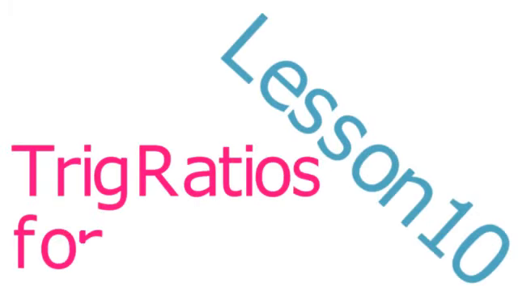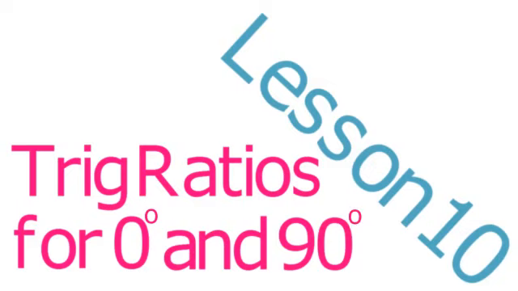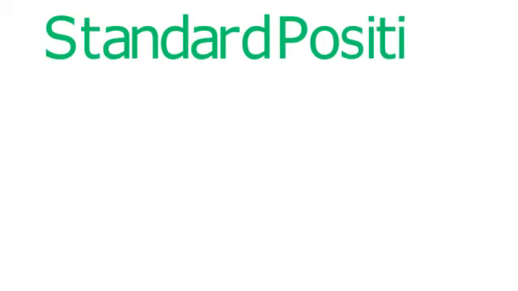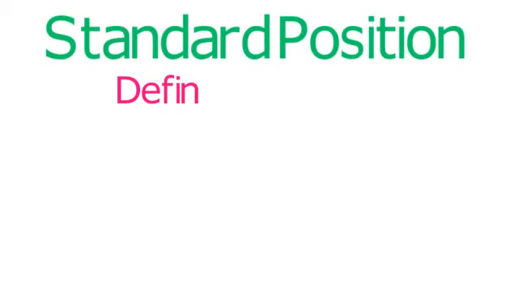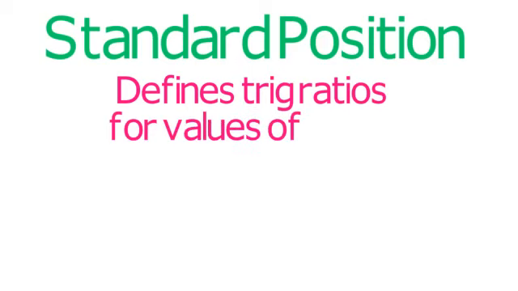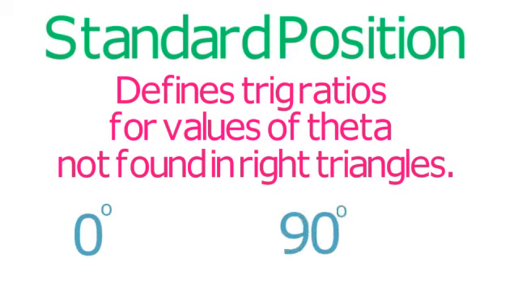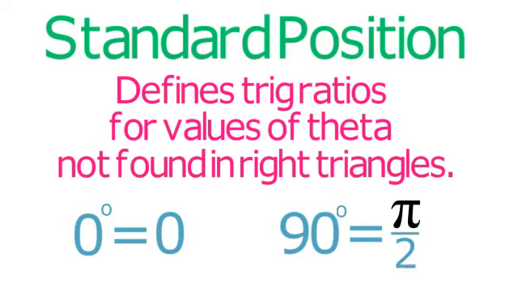Lesson 10. Trig Ratios for 0 degrees and 90 degrees. In the last lesson, you learned that standard position for angles provides a way to define trig ratios for values of theta that arise outside of the context of right triangles. Two such values are 0 and 90 degrees, that is, 0 and pi/2 radians.